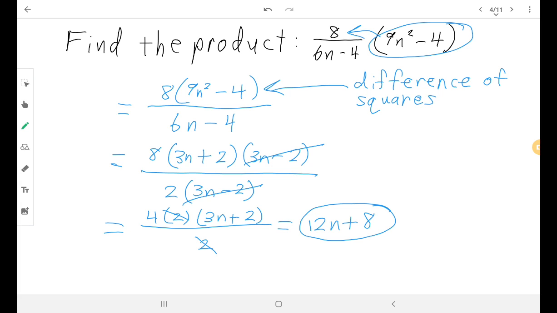And there's my answer. You could have also left it as 4 times 3n plus 2, although that isn't fully simplified. So if they demand that it be fully simplified, that wouldn't work as your final answer. So that one is not fully simplified. The other one is. Okay? I'll pause a moment to let you look at that, see if there are any questions.